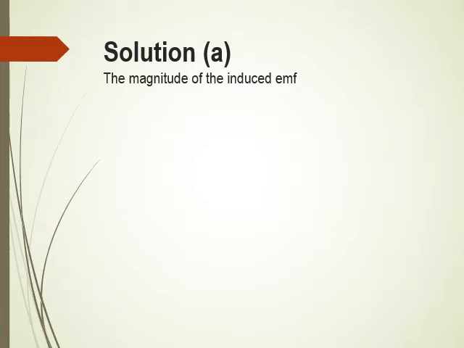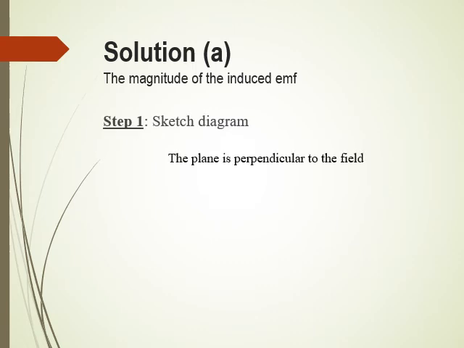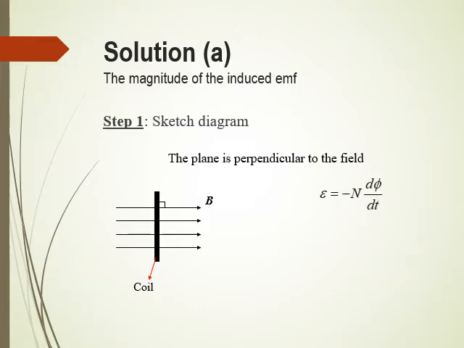To determine the magnitude of the induced EMF, again, I would like to sketch a diagram. Since the plane is perpendicular to the field, this is the diagram that we have right now. As you can see here, the plane of the coil makes a 90 degree angle to the magnetic field. So again, why do we need a diagram? Well, in order to calculate the magnitude of the induced EMF, which is equal to negative N dΦ over dt, where Φ is equal to BA cos θ. And again, this θ is the angle between vector A and vector B.